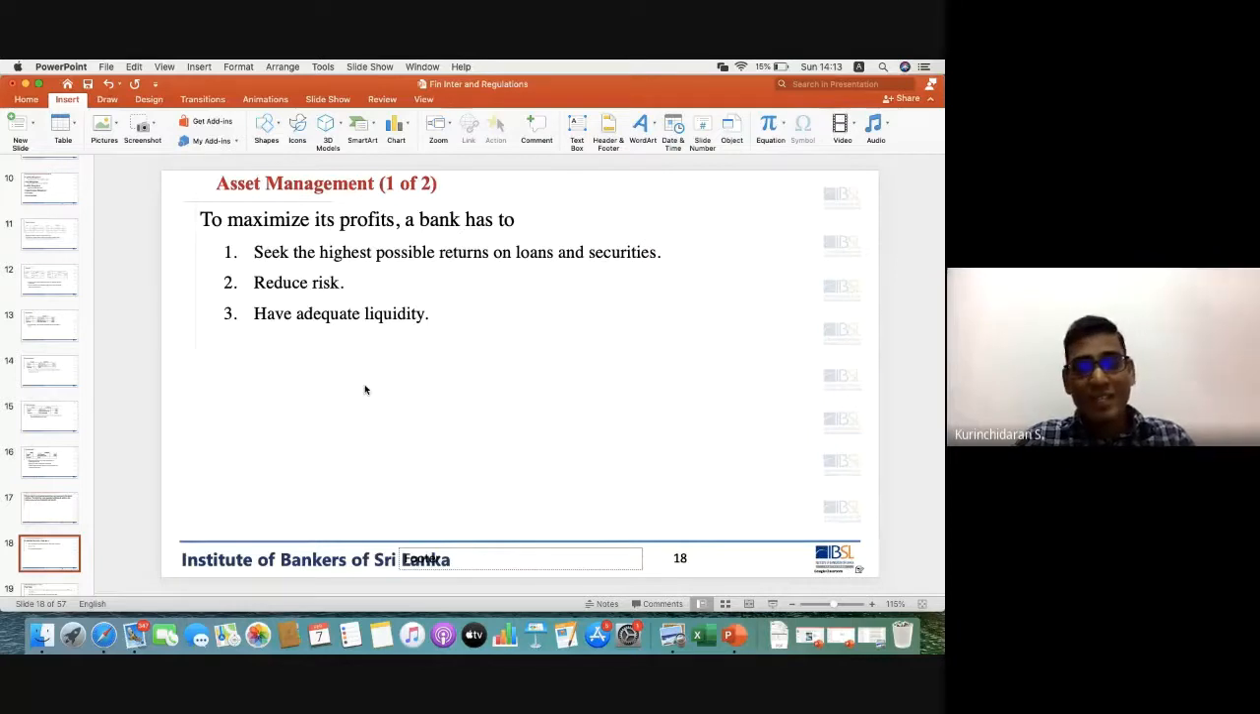So when you invest, you are going to lose your liquidity, but you are going to earn. So now the bank should decide how much to lend and how much to keep as cash. This is where you have to think about the trade-off as well. The trade-offs are in several ways: risk versus return, liquidity versus return. So any bank should think of these three areas in asset management, critically analyze, and take the decisions.